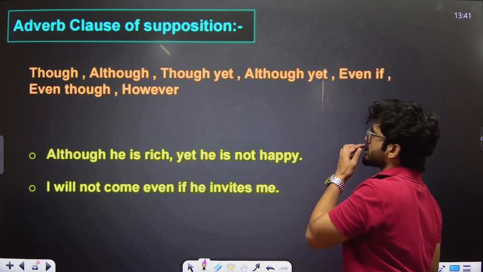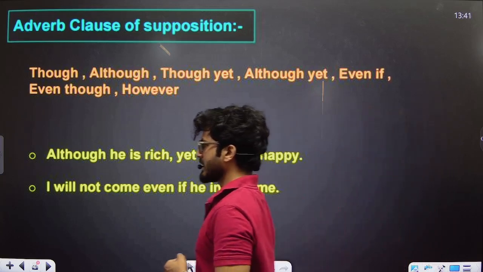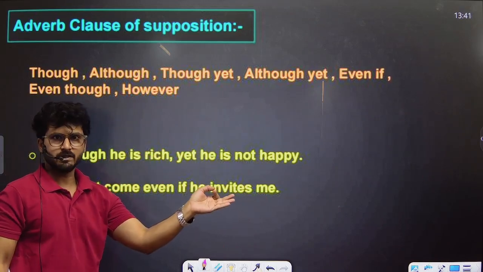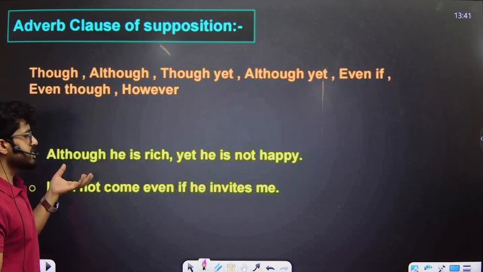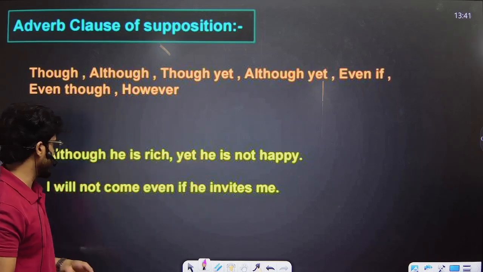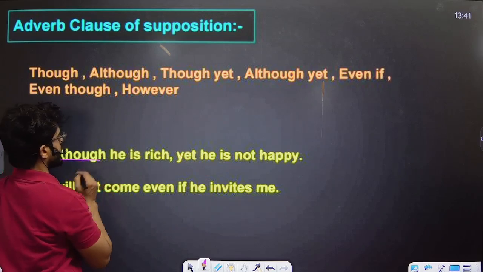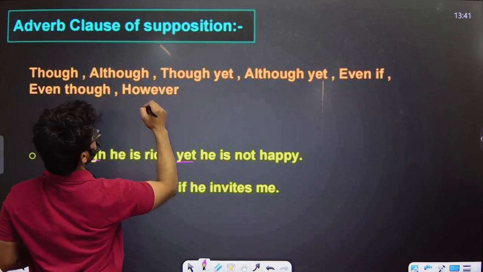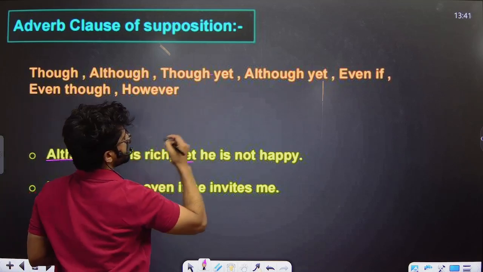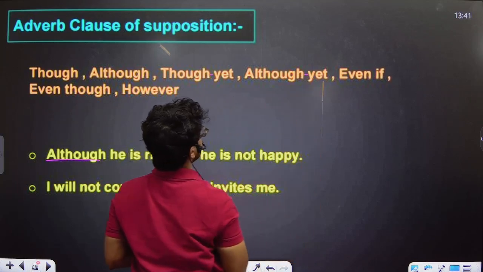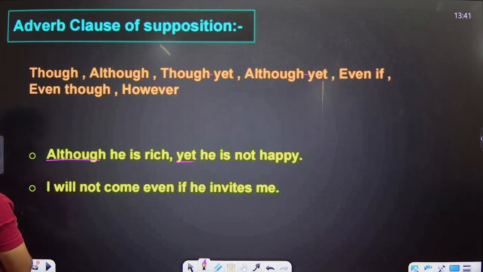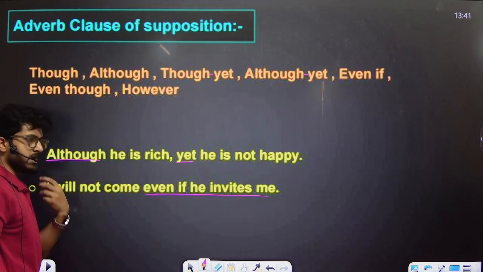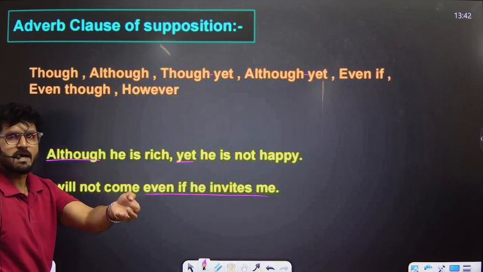See, adverb clause of supposition. Okay, like although he is rich, yet he is not happy. है ना, वो रिच होकर भी खुश नहीं है. So you are getting although, yet cases. Okay, although, yet, though, yet, like this you will get. Got it? Even though, I will not come even if he invites me. मैं वहां नहीं जाऊंगा अगर वो मुझे बुलाएगा तो भी.